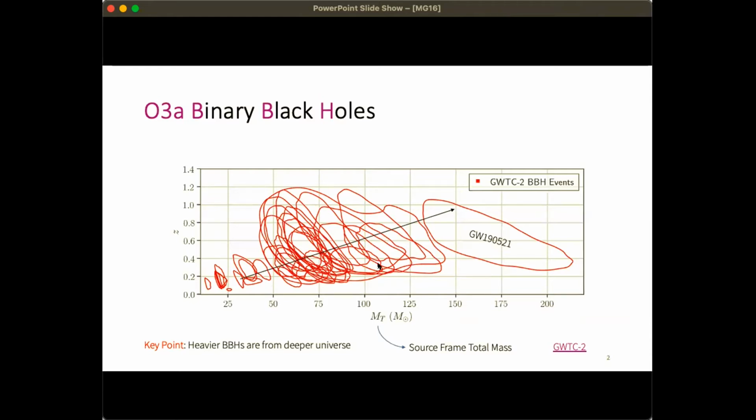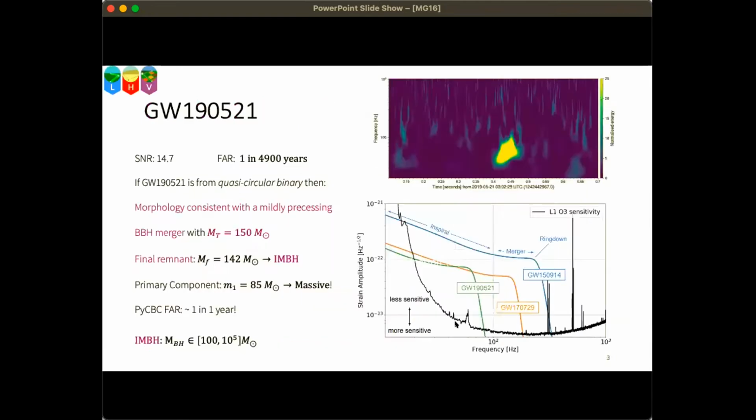First, most of the heavy binary black hole events are from a relatively higher redshift as compared to their featherweight cousins. And the second is the relative isolation of the GW190521 event. To remind, the May 21st event was one of the shortest gravitational wave signals observed to date. And as you can see in the spectrogram, it had a duration of roughly 100 milliseconds. And you can also see here that the signal does not look like a typical gravitational wave chirp. So the question is why?